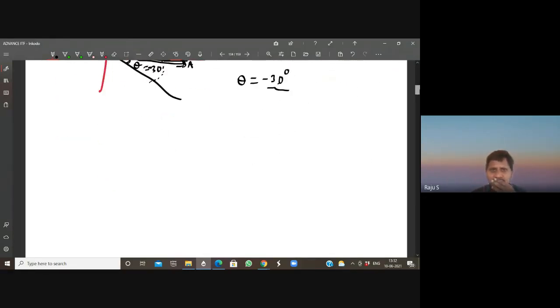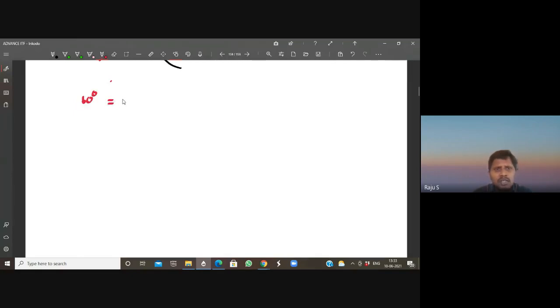That is important. I'll give a small example. I want to change degrees into radians. What to do? 60 degrees is given. How can you change 60 degrees into radians? 60 into pi by 180. Shall we write like this? Because you know pi is equal to 180 degrees. So pi by 180 is nothing but 1.